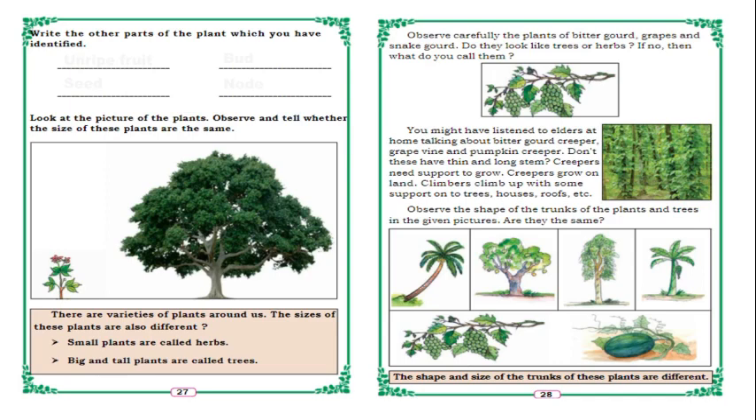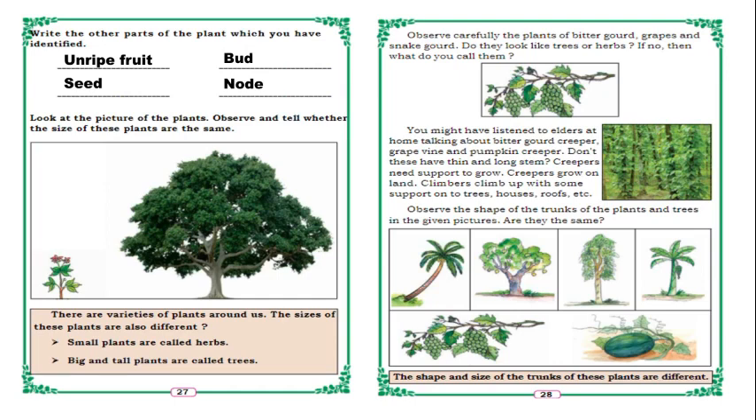Apart from these, some more parts are there, children. In the next level you are going to learn, but we have to write here some parts of the plant which you have identified. So what are those? Unripe fruit, seed, bud, and node, etc. Okay. Next, look at the picture of plants. Observe, and tell whether the size of the plants is the same.